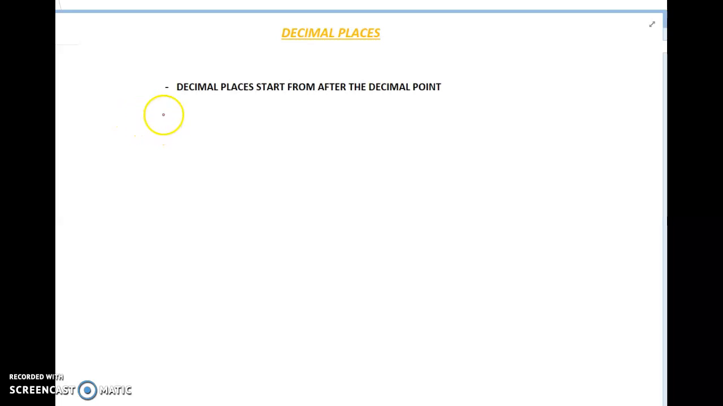So what if I have the number 53.134? Read over the line that we have here. Decimal places start from after the decimal point. First of all, let's locate where the decimal point is. The decimal point is right here, right? So that's the decimal point.